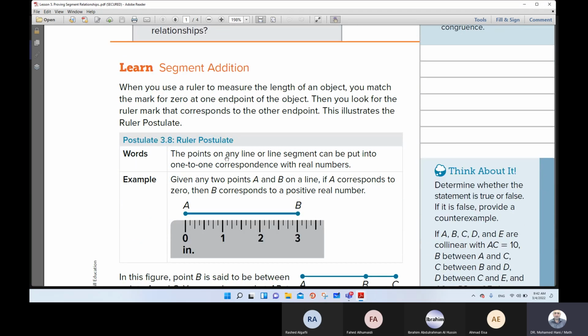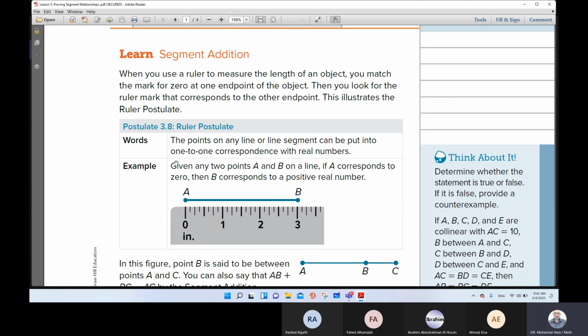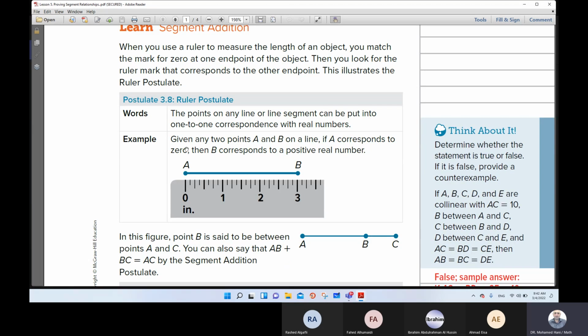The points on any line or line segment can be put into one-to-one correspondence with real numbers. For example, given any 2 points A and B on a line, if A corresponds to 0, then B corresponds to a positive real number, for example here 3. So the measure of this segment will be 3 inches.